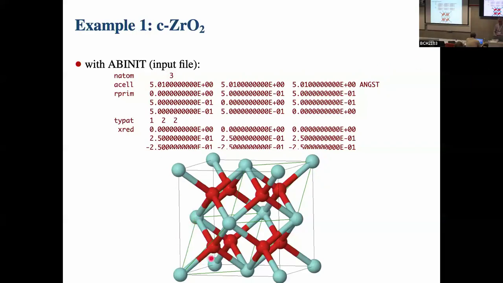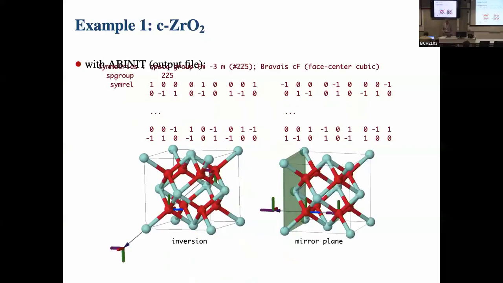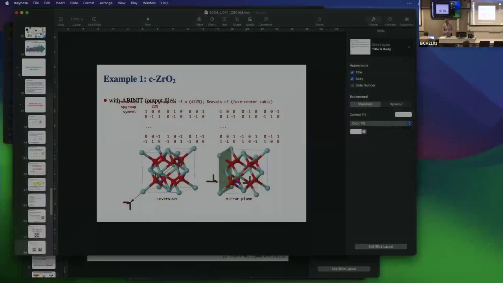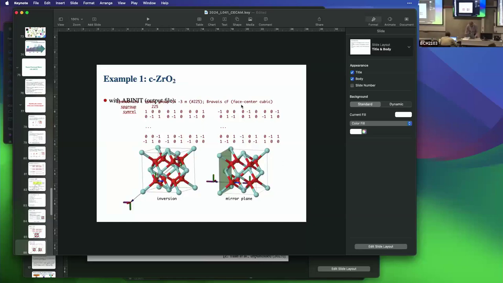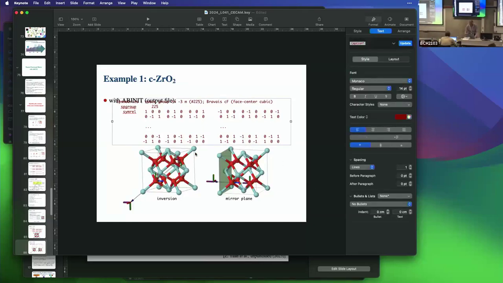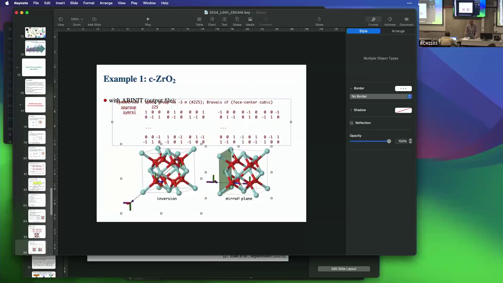There are two types of atoms. There is the zirconium, which is type one, and then the oxygen, which is type two. And the position is 0, 0, 0 for this one, and then 1/4, 1/4, 1/4, and 3/4, 3/4, 3/4, or -1/4, -1/4, -1/4. If you enter that as an input to Abinit, it will... and sorry for all that, I'm going to change my slide online also, because otherwise it's going to be a mess for you. I'm sorry.